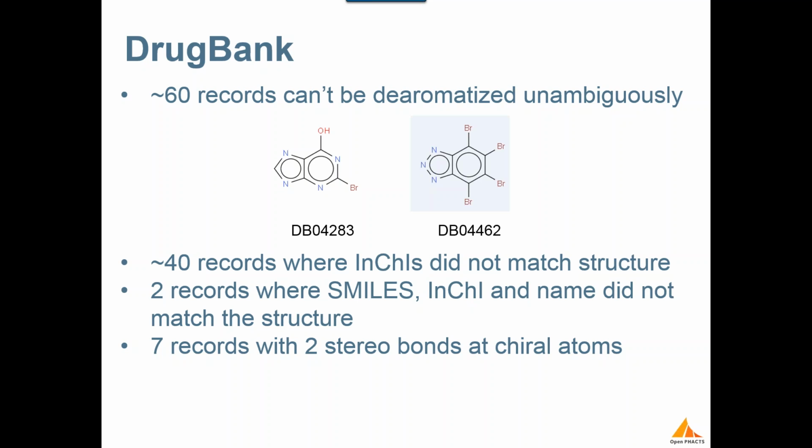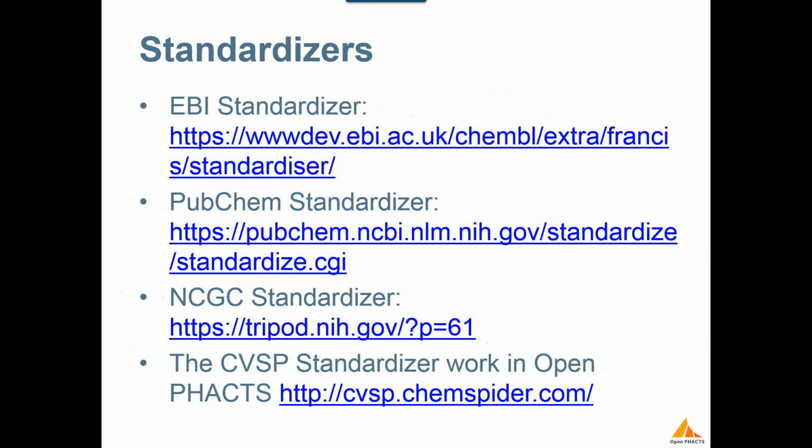We found records where the SMILES, the InChI, and the name did not match the structure. We found examples of records with 2 stereo bonds on a chiral atom, which goes directly against the IUPAC recommendation about how to represent structures. And this is just one database. We were trying to map together many databases. On ChemSpider now, I think there are over 500 data sources. So these issues came up regularly.